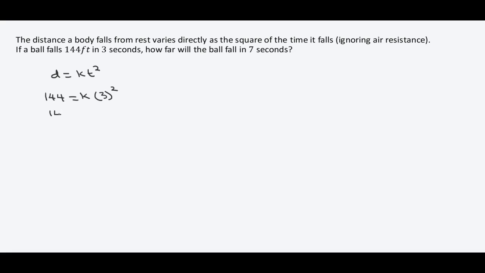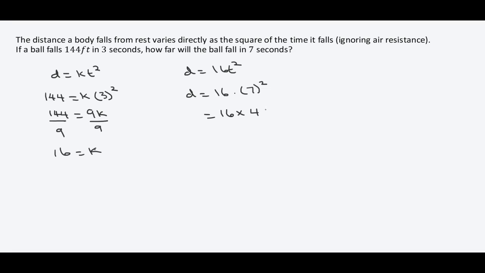So we have 144 is equal to 9k. We divide both sides by 9, and we have k is equal to 16. So now our equation actually is d is equal to 16t squared. Okay, how far will the ball fall in 7 seconds? So d is equal to 16 multiplied by 7 squared, which is going to give us 16 multiplied by 49.